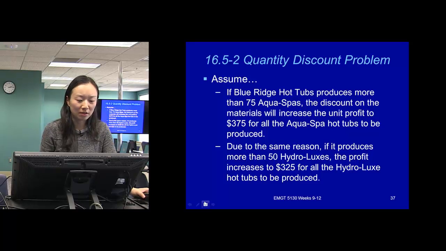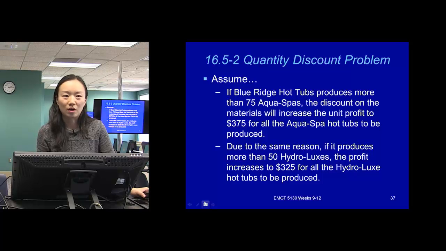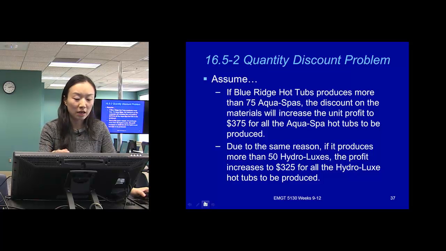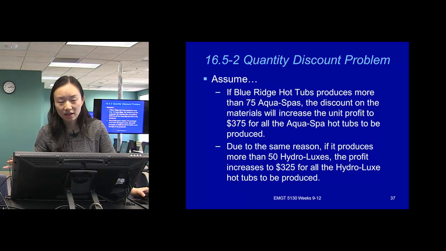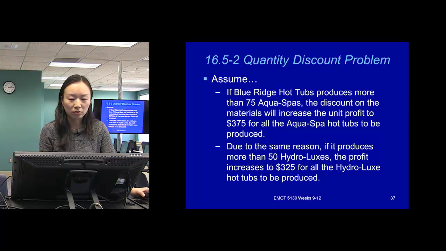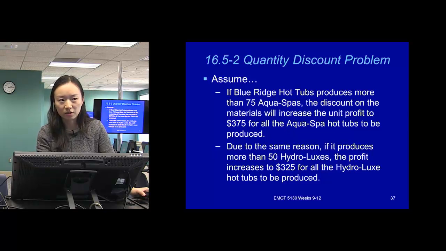The quantity discount problem. Last time we talked about a learning curve problem. That is saying, okay, for this Equus bus problem, if you go beyond the first 75 in your production for the Hydroluxes, Equus bus, then the profit of the 76th and beyond will increase. Okay, and today we're going to talk about a similar problem. Similar in that the setting is similar, but it requires a different model to solve it.